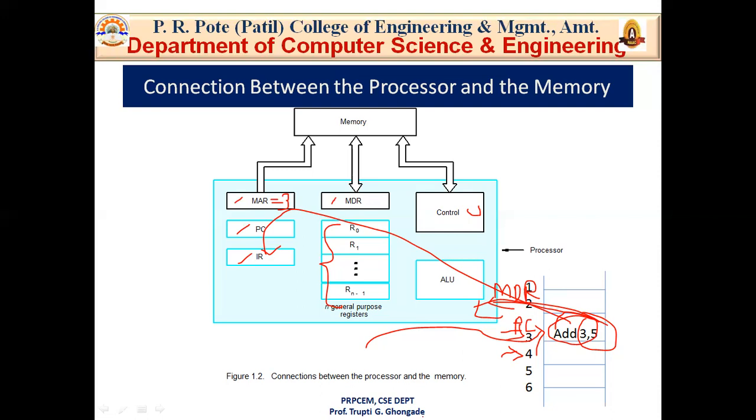So if an operand resides in memory, it has to be fetched by sending its address to the MAR. As I already told you, first we have to send the address to the memory address register and initiate a read cycle. And when the operand has been read from the memory into the MDR, it is transferred from MDR to the ALU. So after one or more operands are fetched in this way, the ALU can perform the desired operation. That means after fetching both the operands 3 and 5, the ALU can perform the addition operation on those operands.